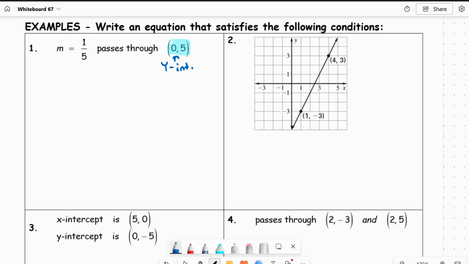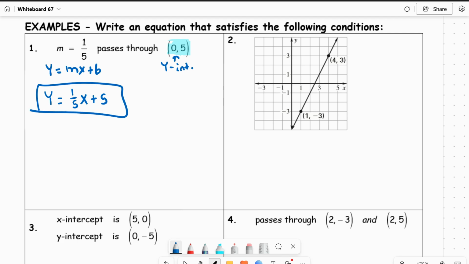Okay, so since that's my y-intercept, I can go ahead and just use my slope-intercept form right away, because I've got m and I've got b. So that's going to give me y equals 1/5 x plus 5. And for this one, it's that easy. That's my final answer.